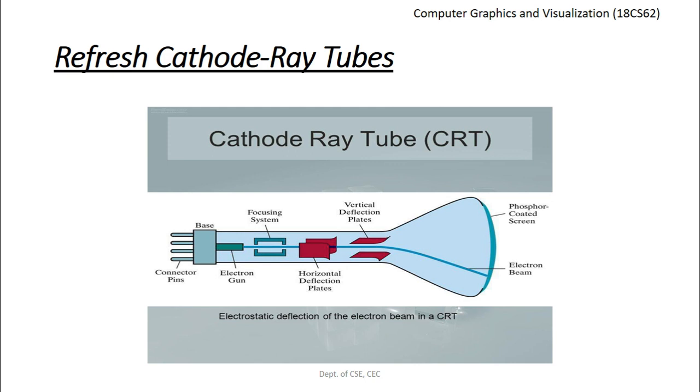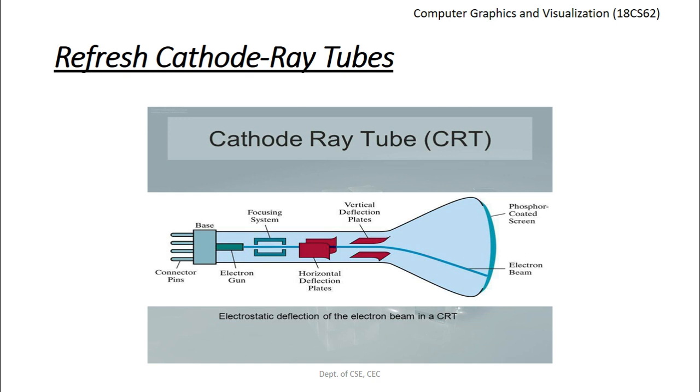After a short time, the excited phosphor electrons begin dropping back to their stable ground state, giving up their extra energy as small quantums of light energy called photons. So, whenever the electron beam is focused and deflected at a particular point on the screen, it strikes there, and the kinetic energy of the electrons is converted into light energy by the phosphor coating. So, that is how the refresh cathode ray tubes work.